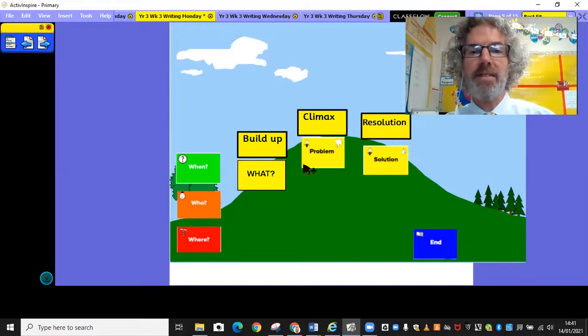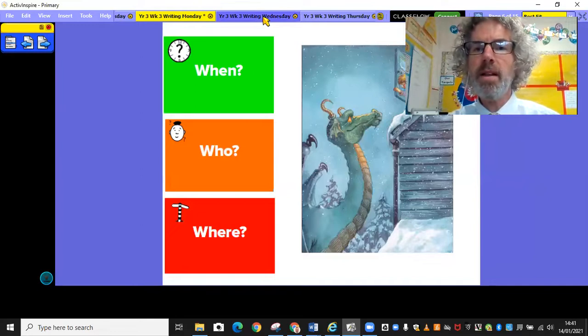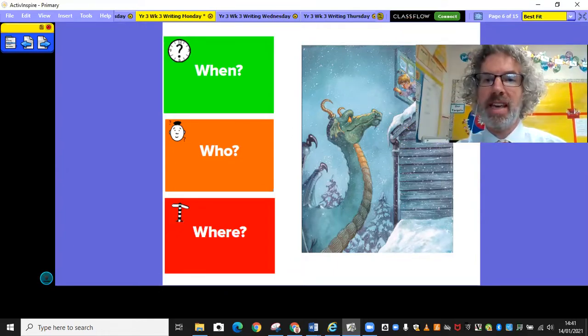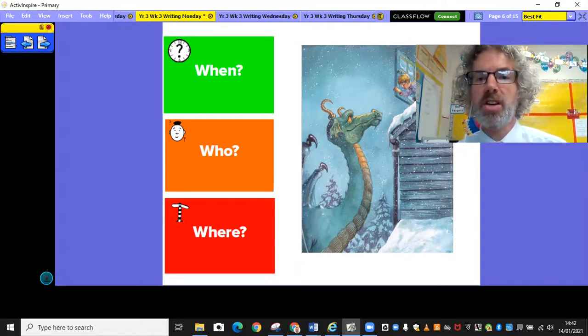So let's see how that fits into our Dragon Snatcher story. Well, when, who, and where does the story start? If we have a look at one of the opening pictures here, you can see some of the key characters from the beginning. Have a look at when. What would be the answer to that question, looking from that picture?